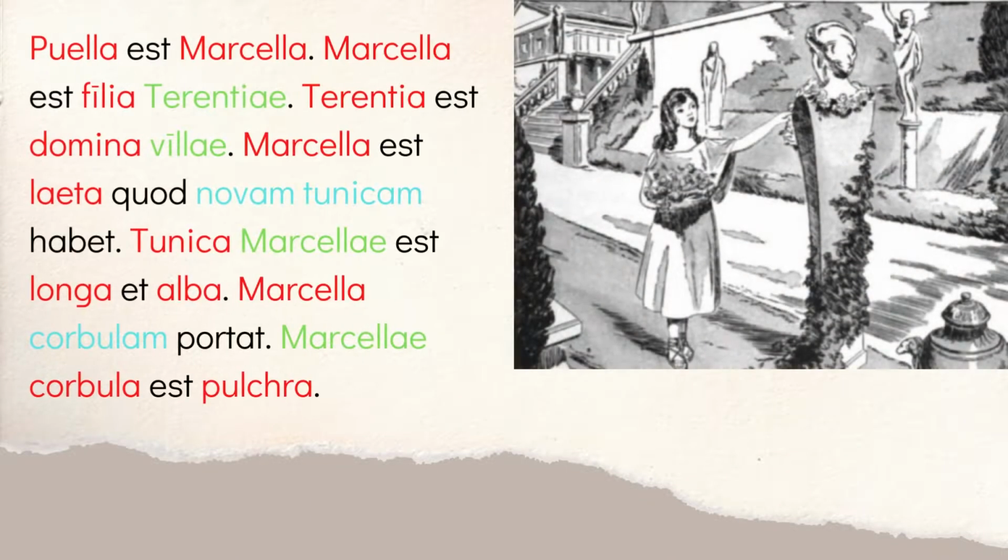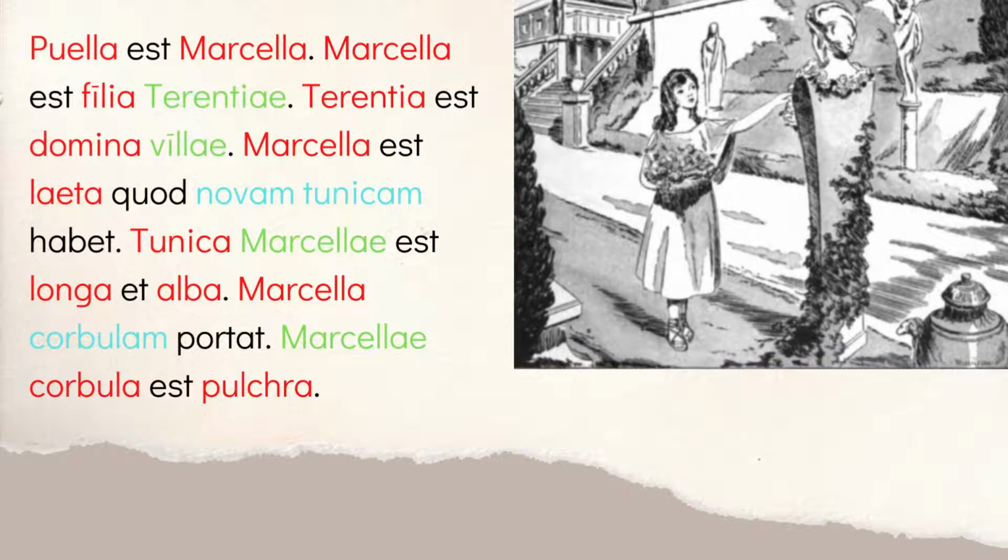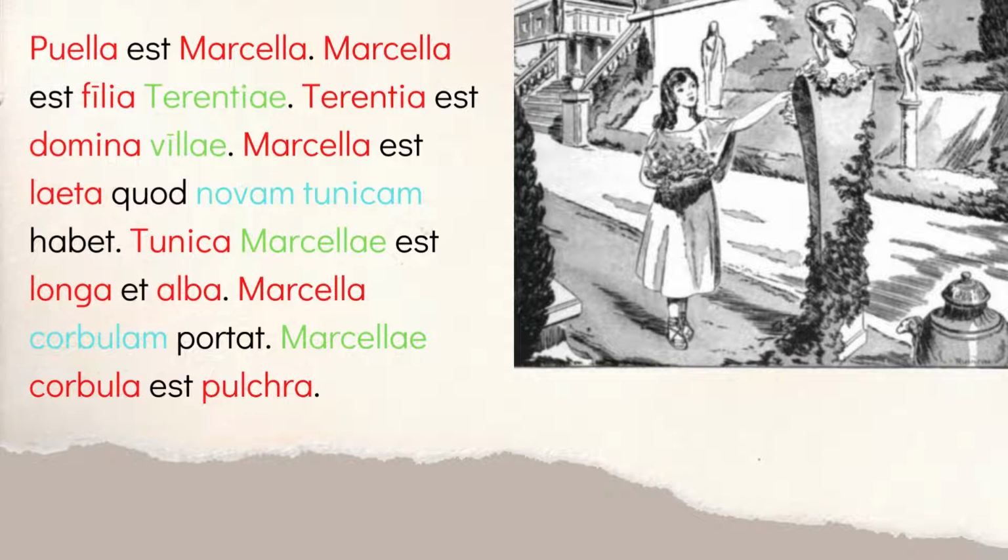So the story starts with this. You have "Puella est Marcella." And if you look to the right, this is the picture that comes out of the Road to Latin textbook. So you have a girl, a puella, and it's saying the girl is Marcella. So that's her name. And she's the one in the picture.